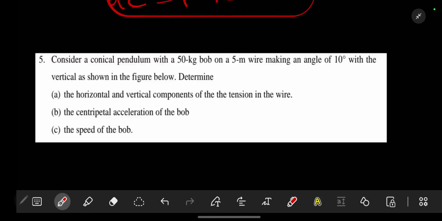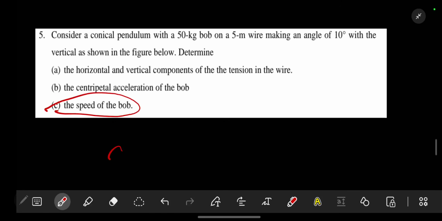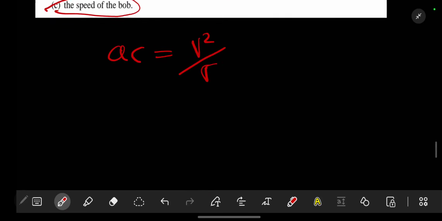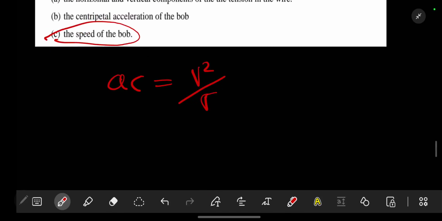This other question says to consider a conical pendulum and find the speed of the bob. So remember, the centripetal acceleration is equal to v squared over r. Now be very careful, we don't have r, but we have the length. The length of the wire is 5 meters, making an angle of 10 degrees. So we are going to have our AC. What are we going to do? We are going to have our r. What can we substitute for r?